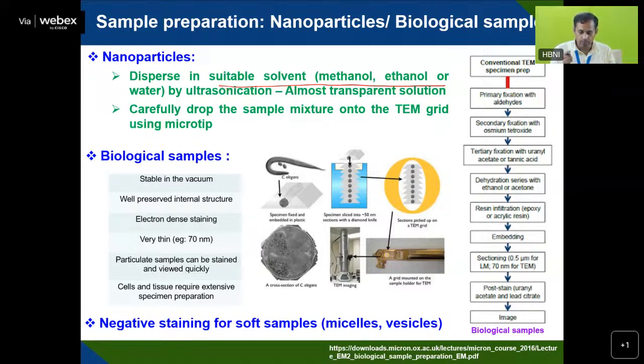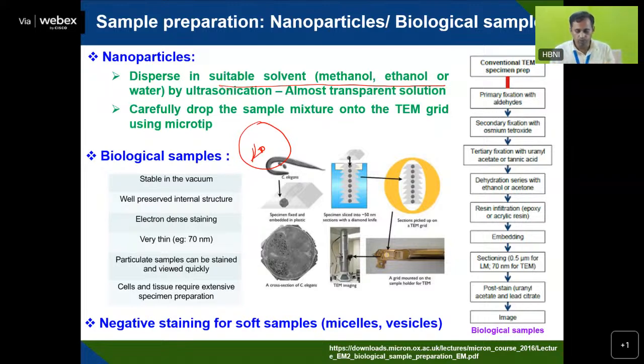Then you drop carefully on the TEM grid, just one drop. But first you have to take a Whatman filter paper and put your grid on it. The first drop you put on the grid, and the second drop you can put on the side, so that by diffusion it can go. You don't put more than these 2 drops, then you are able to get a good image.